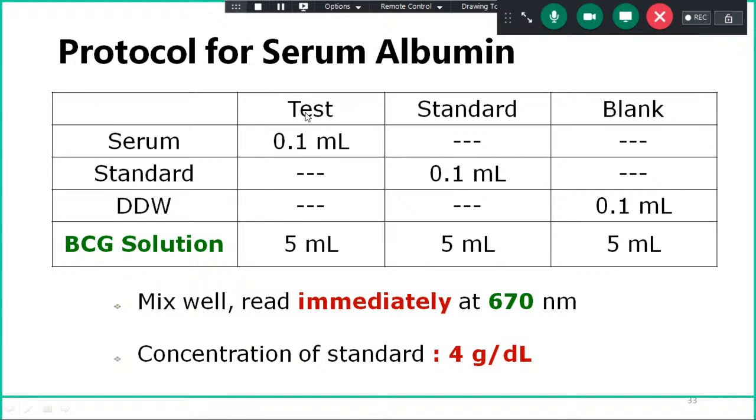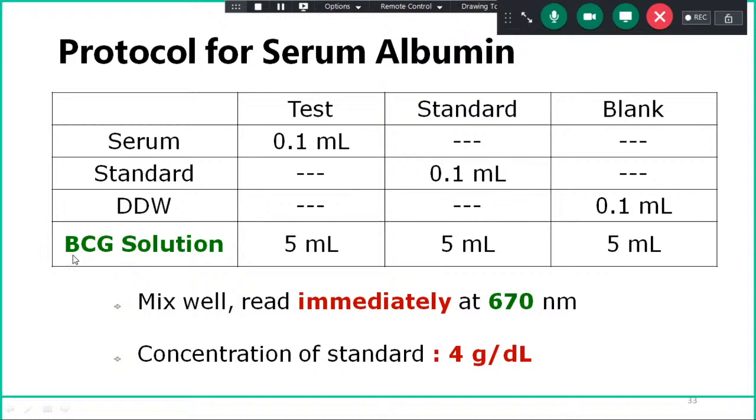Similarly, the protocol for the albumin. You will take 3 different test tubes and label them as test, standard and blank again. In the test tube you will add the serum which needs to be tested, in which protein is to be tested. You will take 0.1 ml volume, and in the standard test tube 0.1 ml, and here the known concentration of standard is 4 gram per dl. Then in the third test tube, which is labeled as blank, you will add 0.1 ml of double distilled water.